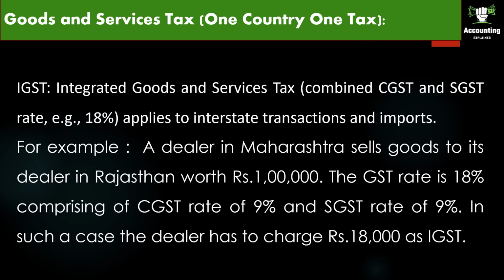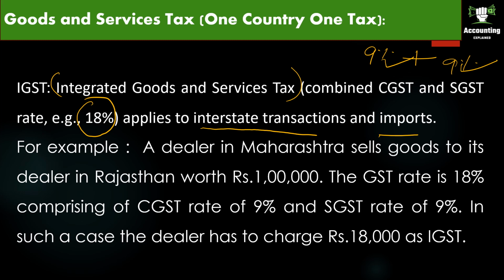IGST is Integrated Goods and Services Tax. That is the combination of CGST and SGST, and the rate is 18%, because CGST is charged at 9% and SGST is charged at 9%. 9% plus 9% is 18%. It applies to interstate transactions and imports. We saw that CGST and SGST apply to intrastate transactions, but integrated goods and services tax applies to interstate transactions between states, and imports also.